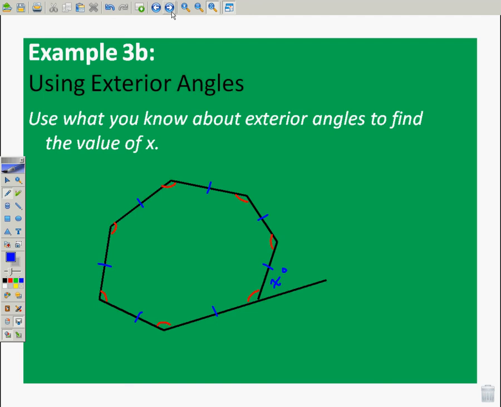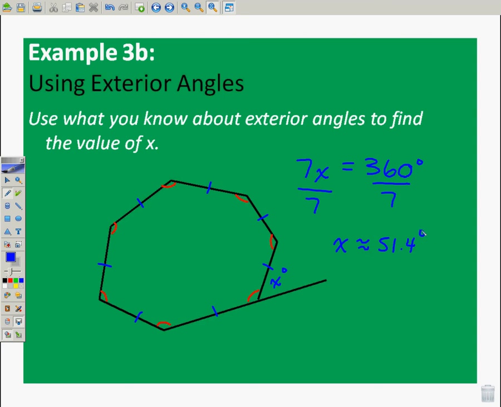What we need to do is figure out how many angles we're actually dealing with. I've got 1, 2, 3, 4, 5, 6, 7 sides. So there would be 7 exterior angles, and each of them would be x because this is a regular 7-gon, as we know. If all of them are equal, then we set 7x equal to 360. We divide by 7 on both sides, and we get that x is approximately equal to 51.4 degrees.